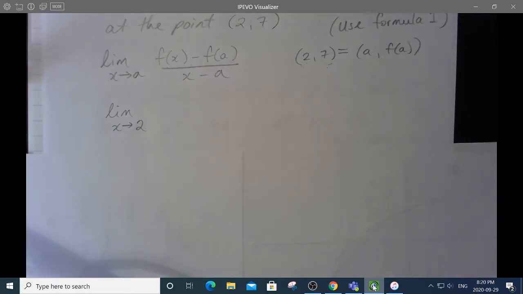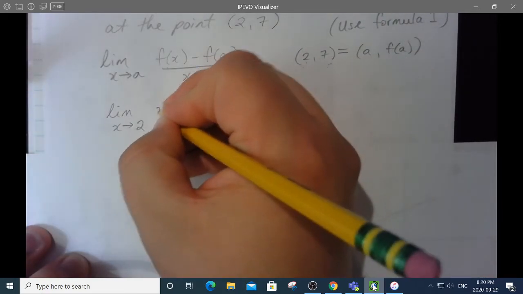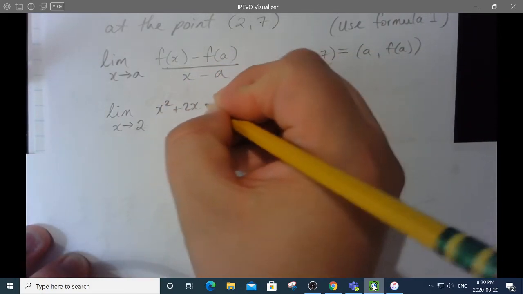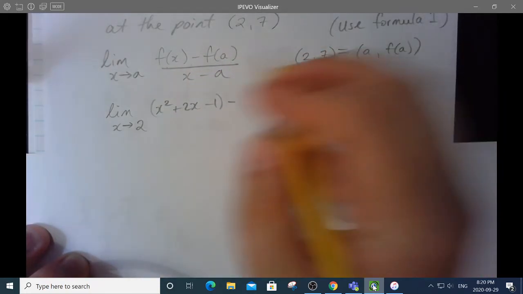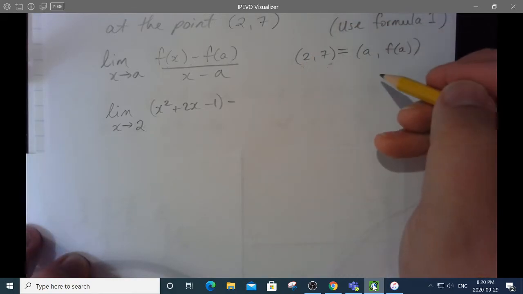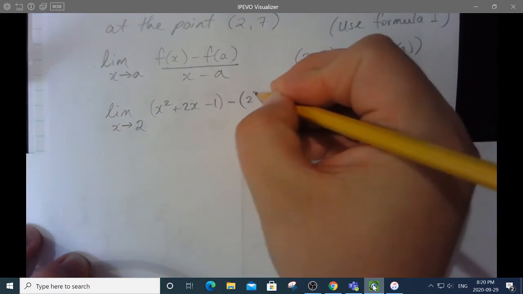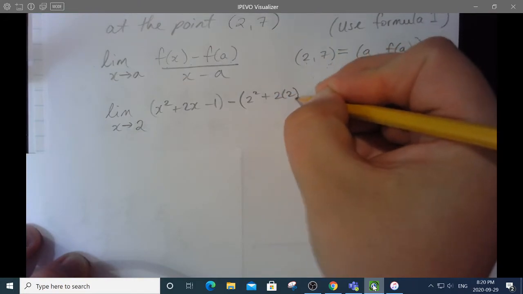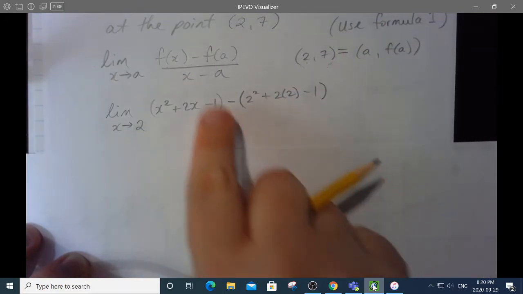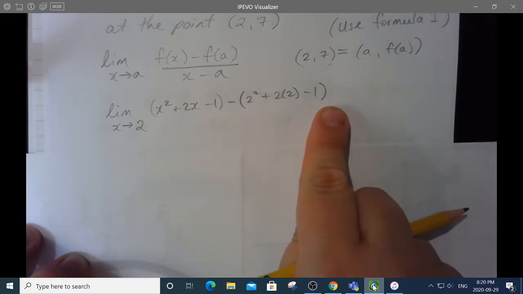Okay. The limit as x approaches 2 of f of x minus f of a. So see if you can get your head around what that's going to look like. What is f of x here? Well, f of x is this function, so that's going to be x squared plus 2x minus 1, minus f of a. Well, we just decided a is 2, so I want f of 2. A 2 goes in where the x is, and then minus 1. And remember, I'm minusing all of what f of a is, so use a bracket so that you remember that you're minusing all of that expression.